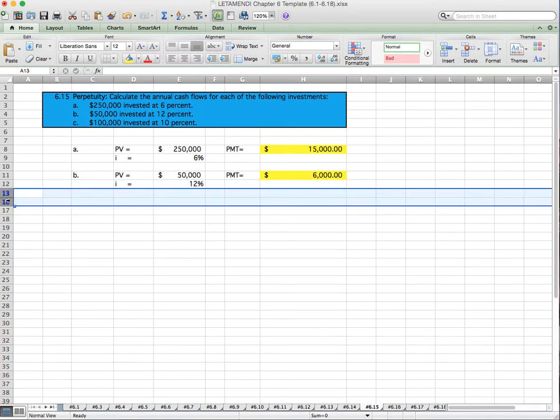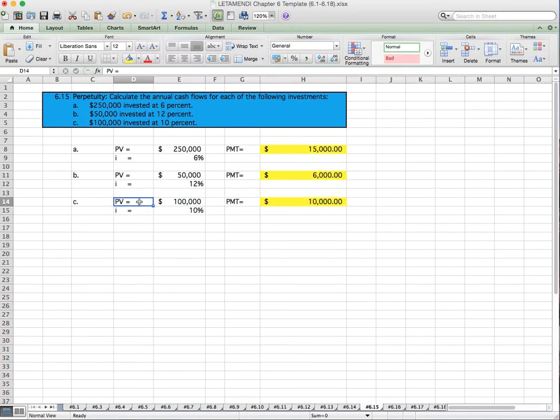Lastly, let's unhide this. Part C, present value 100,000, interest 10%, and the payment $10,000. That's it. So these are annual cash flows. So then these are at the end of each year. So then that's the payment due. Okay. So again, a very simple question. It kind of throws you off because a lot of the other questions required a lot more involvement.